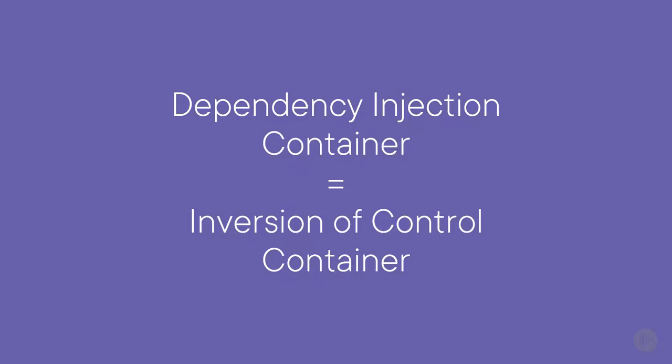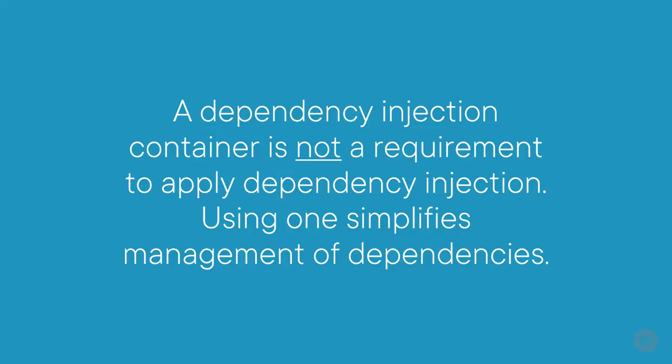A dependency injection container, sometimes referred to as an inversion of control or IoC container, is a software component that manages the instantiation and configuration of objects. A dependency injection container is not a requirement to apply the dependency injection pattern, but as your application grows, using one can greatly simplify the management of dependencies, including their lifetimes.